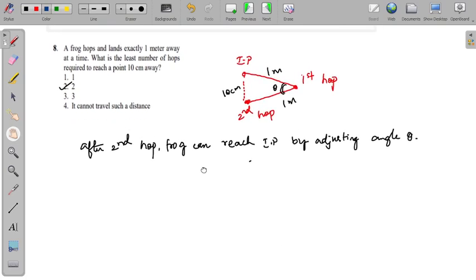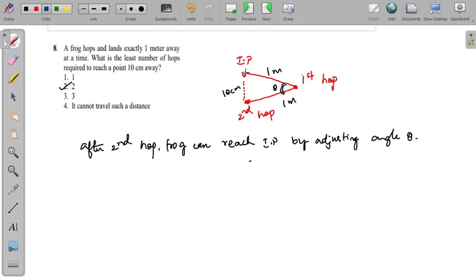Now, next question. A frog hops and lands exactly 1 meter away at a time. What is the least number of hops required to reach a point 10 centimeters away? Here we have to think in a different way, as the frog is not having linear movement. If you take linear movement for the frog, then the answer would be different. We have to check the options and think accordingly.